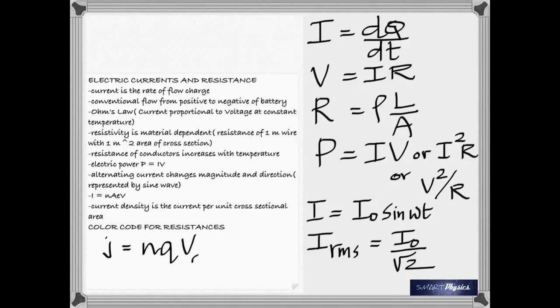Now, if J is current density, it's given as N Q Vd. N is the number of electrons in 1 meter cube. Q is the charge of 1 electron, and Vd is the drift velocity. Let's do a problem. Before that, remember that J is also represented as sigma E, where sigma is called the conductivity.